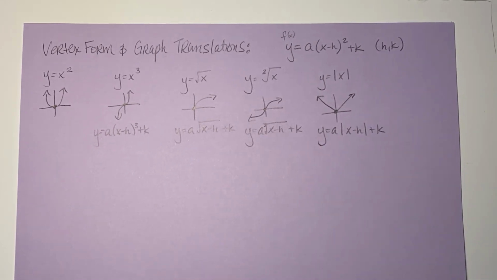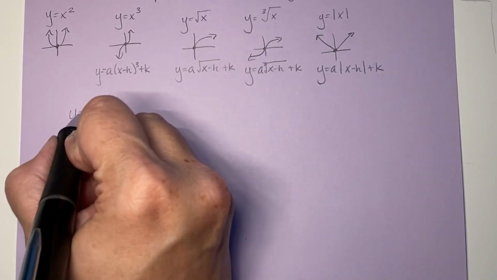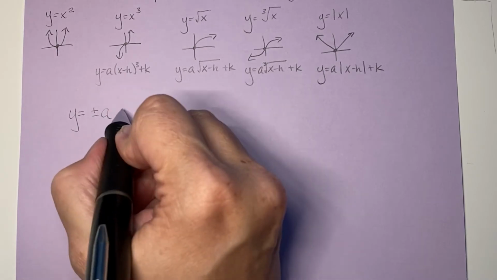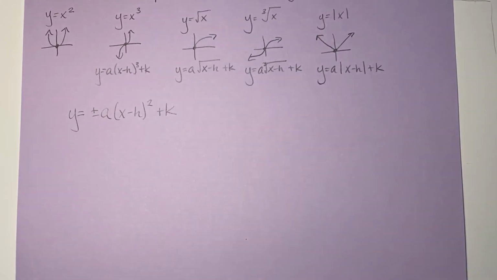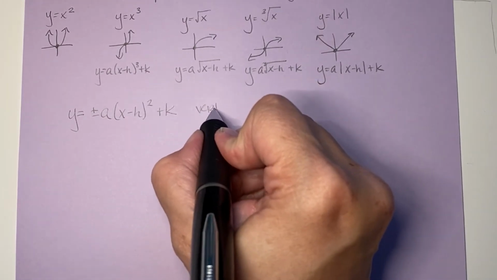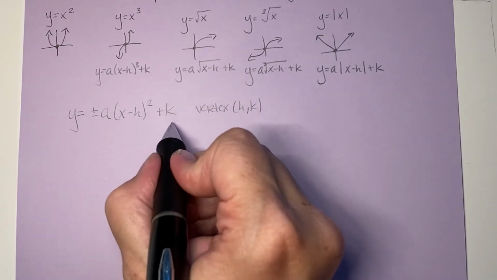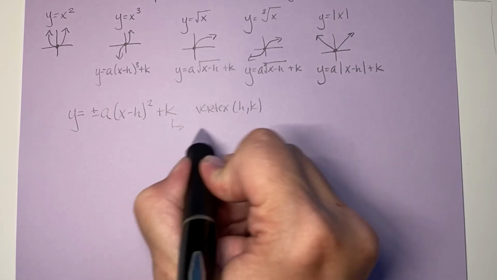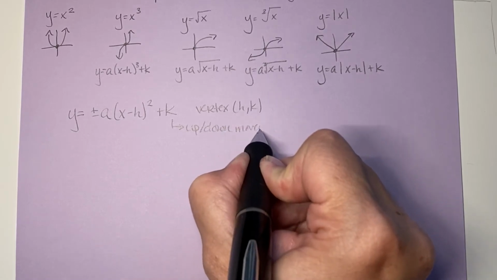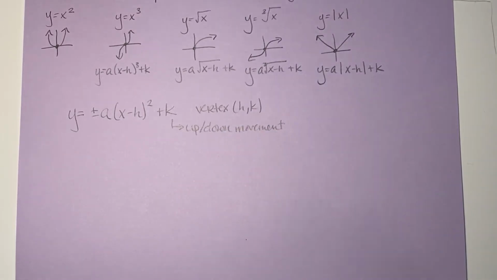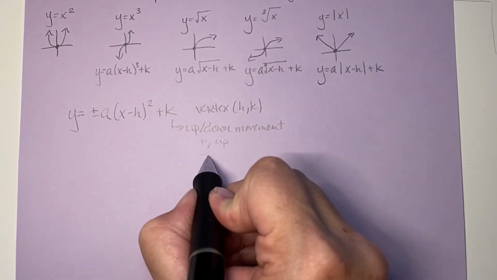Okay, so let's look at the base equation by itself. So y equals plus or minus a times (x minus h) squared plus k. Okay, and I already said the vertex is (h, k), all right? But the k tells us our up or down movement. Okay, and it actually is exactly as you see it. So if you see it's positive, you're going to go up. If it's negative, you're going to go down.